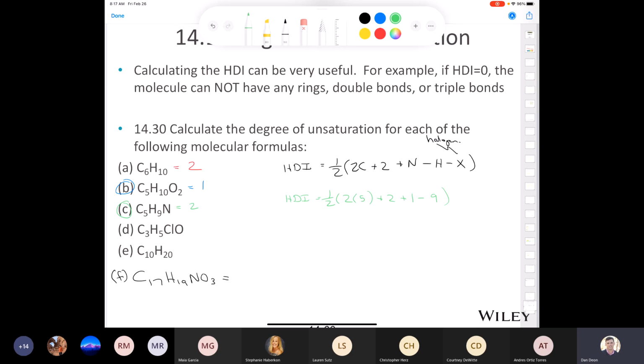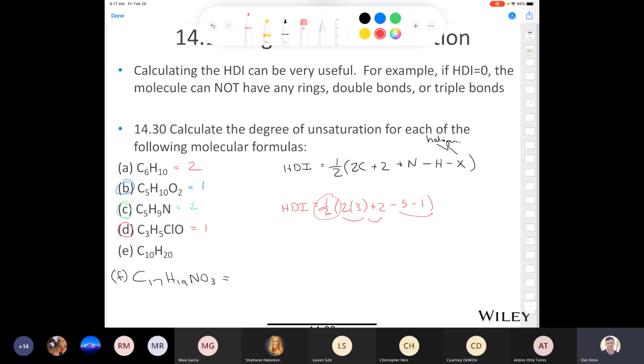Okay, let's try one more. Let's try D. Give that the old college try. D. Give you a second. Yeah, I think you guys are on the right track now. So if we look at D, we have HDI is equal to 1/2 times 2 times 3 carbons plus 2. There's no nitrogens. We have 5 hydrogens, and we have 1 halogen. So that means my HDI is going to be 2 times 3, which is 6, plus 2, which is 8. 8 subtract 6 gives me 2. 2 times 1/2 is equal to 1. And so my HDI would be 1 for that one.